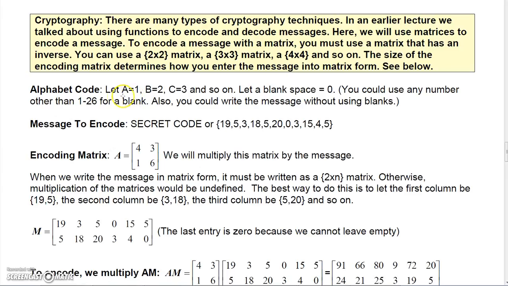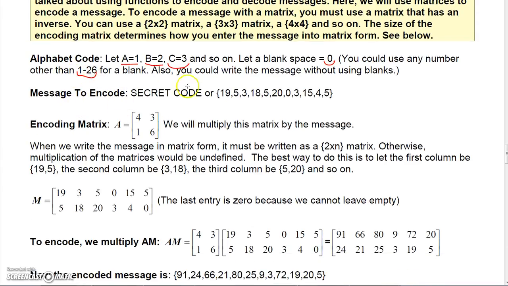So for instance, let's say that the letter A represents the number 1, the letter B represents the number 2, letter C represents number 3, and so on. And we're going to let a blank be 0. You could use any number other than 1 through 26, because the numbers 1 through 26 represent your alphabet letters.